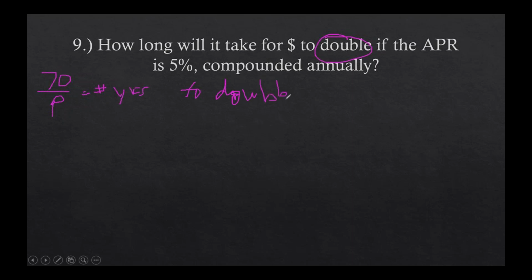Whoops, I can't spell today, or any day, really, for that matter. Okay, but it has to be compounded annually. So what's the mathematics behind this problem? What am I going to divide 70 by? 5. Exactly. And so it would take 14 years for this money to double. Whether we started with $20, $20,000, $200 million, doesn't matter. It's 14 years.